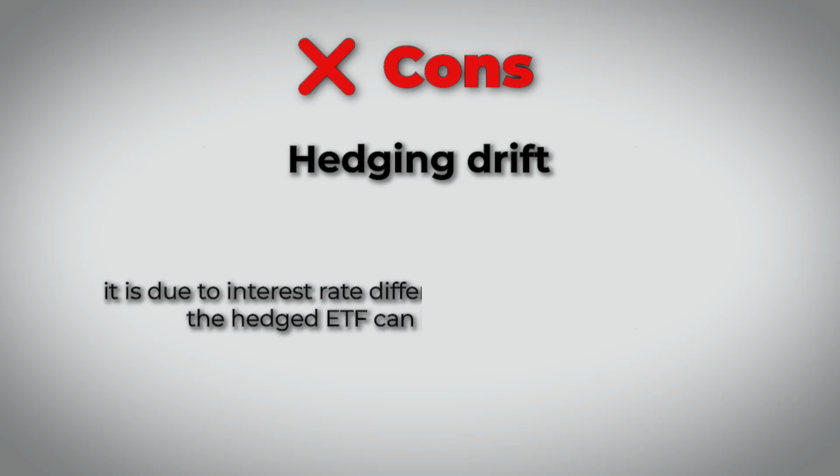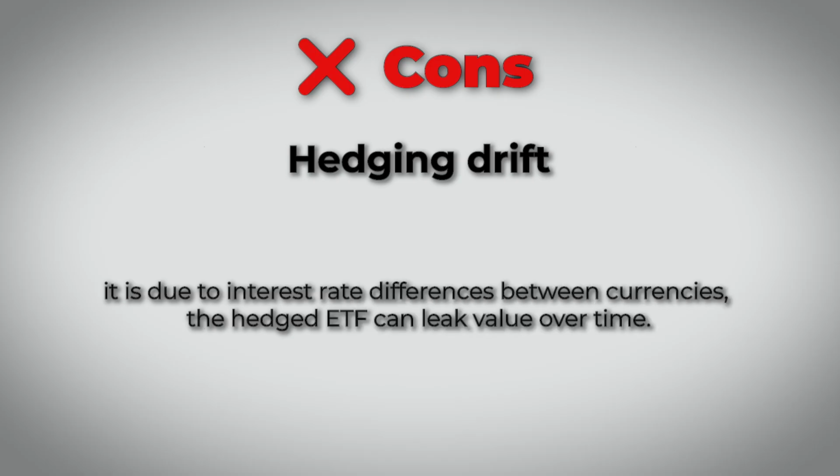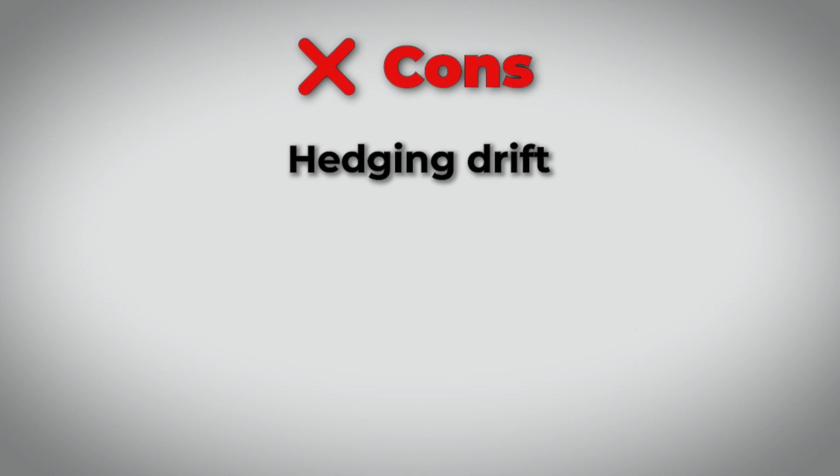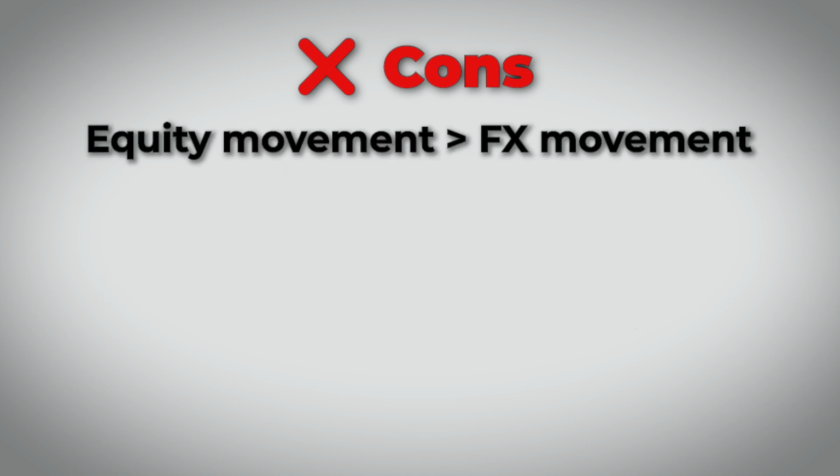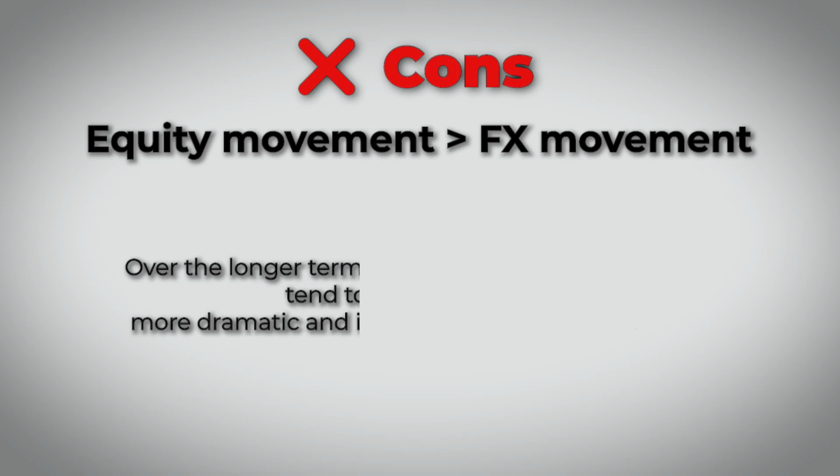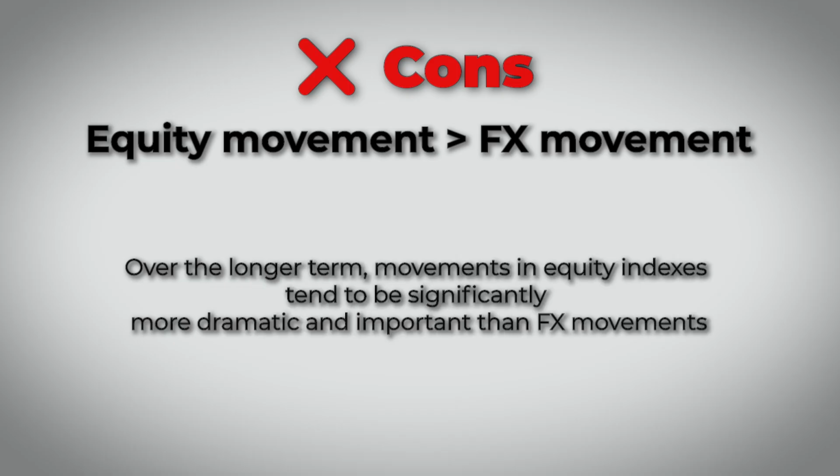There's also another hidden cost: hedging drift. This is a bit complicated at first, but it is due to interest rate differences between currencies. The hedged ETF can leak value over time. And then lastly, equity movement over FX movement. Over the longer term, movements in equity indexes tend to be significantly more dramatic and important than FX movements.